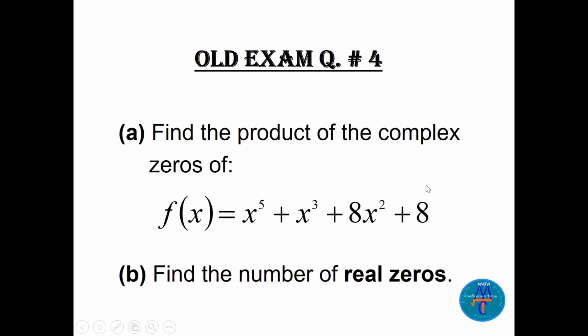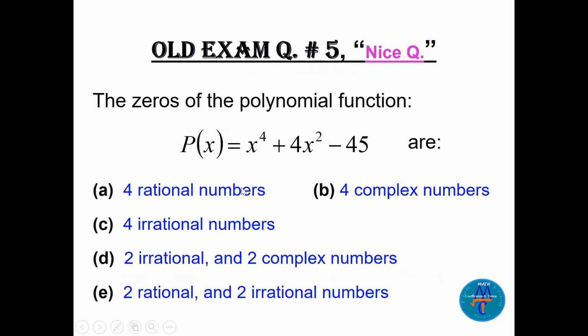Find the product of the complex zeros of x to the power 5 plus x cubed plus 8x squared plus 8. So find all the zeros, take the complex ones, and then multiply them. Second part here, find the number of real zeros. How many real zeros? This is a nice question, really. We have the polynomial x to the power 4 plus 4x squared minus 45. You have to find the zeros and know their type, and then you can choose. This is multiple choice, A, B, C, D, E. Choose the correct answer.